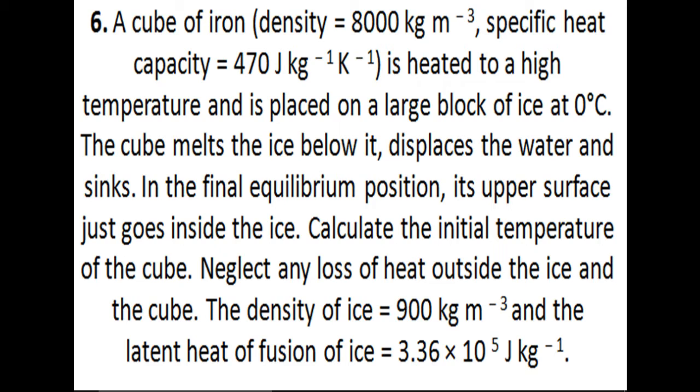The final equilibrium position, its upper surface just goes inside the ice. Calculate the initial temperature of the cube, neglect any loss of heat outside the ice and the cube. The density of ice given 900 kilogram per meter cube and latent heat of fusion of ice is equal to 3.36 into 10 to the power of 5 joule per kg.